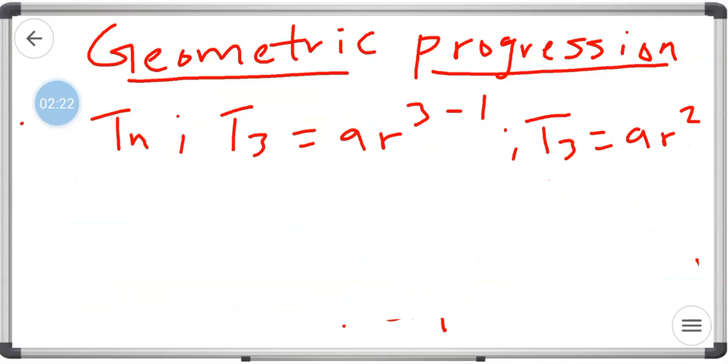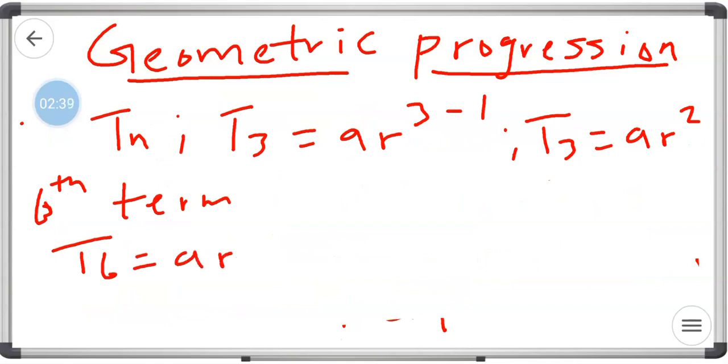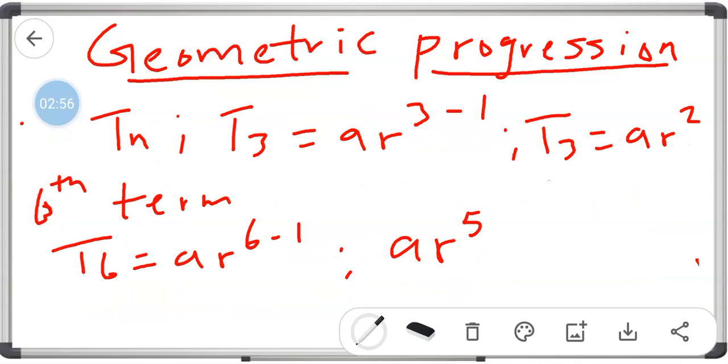Now for the sixth term, T6 equals ar raised to 6 minus 1, and this equals ar raised to 5. So T6 equals ar raised to 5, and T3 equals ar squared. So quickly, let's proceed.